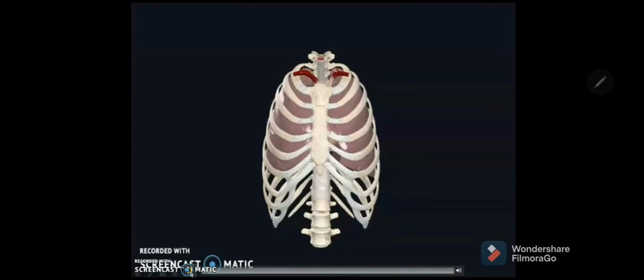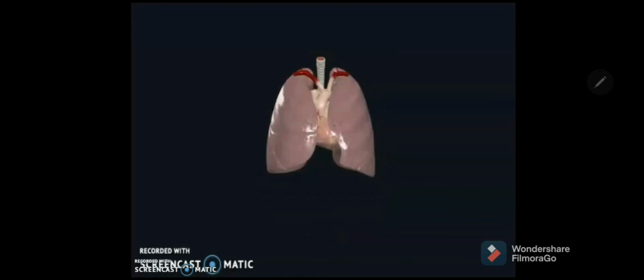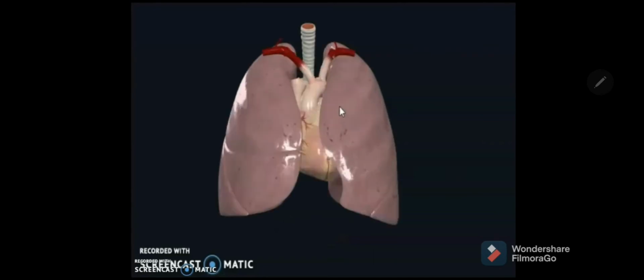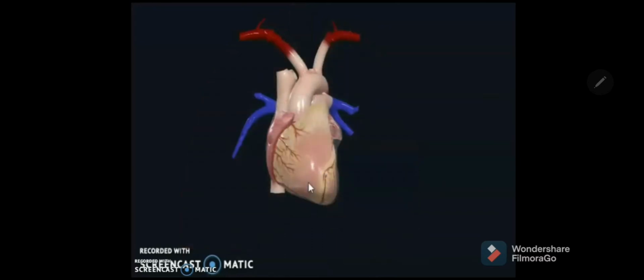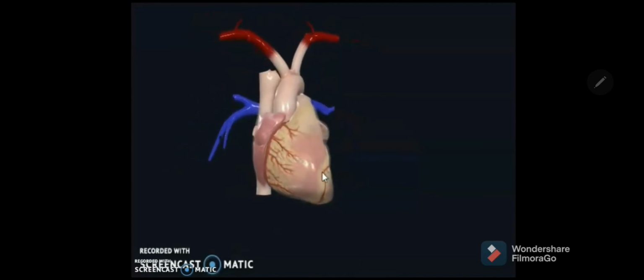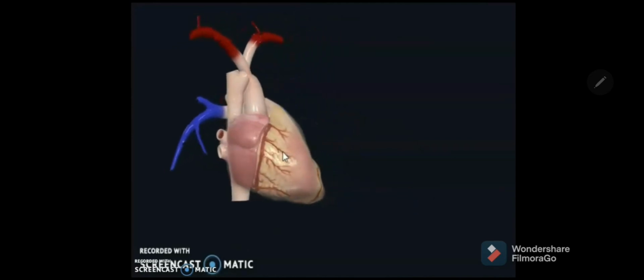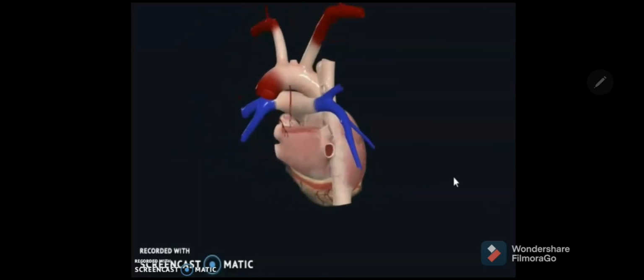And if you see in this animation here, you are noticing the thoracic cage covering the lungs and the heart, the important organs of the thorax. The heart lies between the two lungs in a space called the mediastinum, that is the middle part of the inferior mediastinum, and you are noticing the conical hollow muscular shape here. That is the apex, located in the left fifth intercostal space.